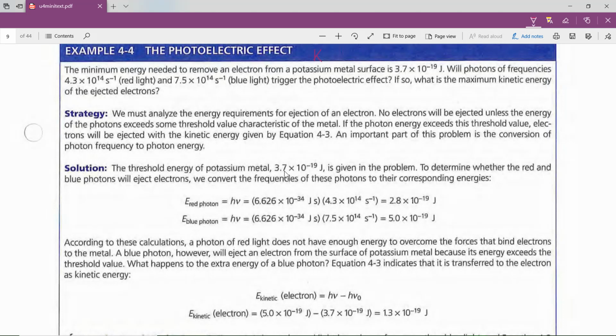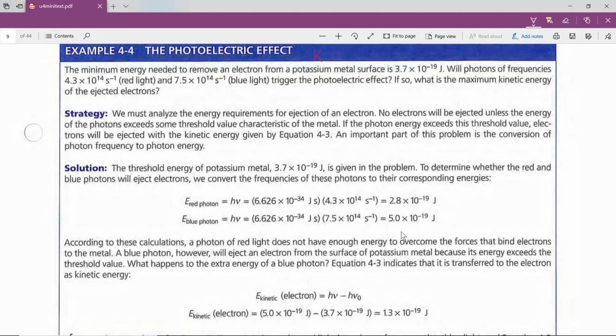So the threshold energy is 3.7 by 10 to the minus 19 joules. For the red photons, h nu is 6.63 by 10 to the minus 34 times 4.3 by 10 to the 14, that is the characteristic frequency for red light, and I get 2.8 by 10 to the minus 19. For blue, 6.63 by 10 to the minus 34, it's higher frequency, higher energy, so you get 5 by 10 to the minus 19. So shining red light all day long on the potassium metal will not cause ejection of electrons from the surface, because 2.8 by 10 to the minus 19 is less than 3.7 by 10 to the minus 19.